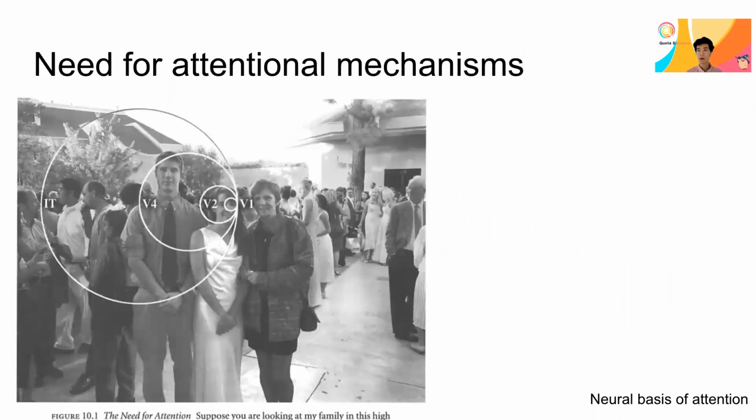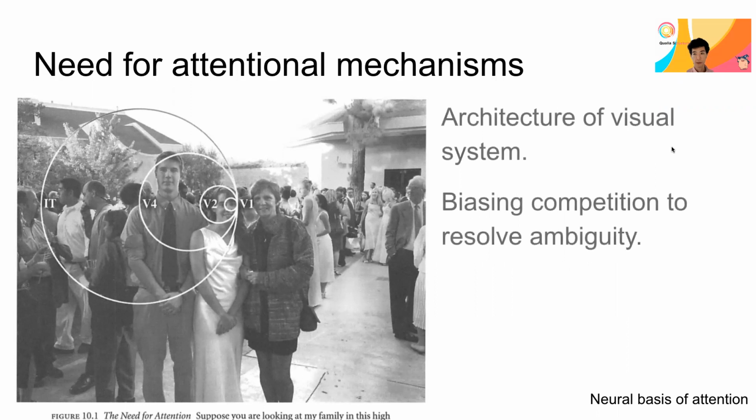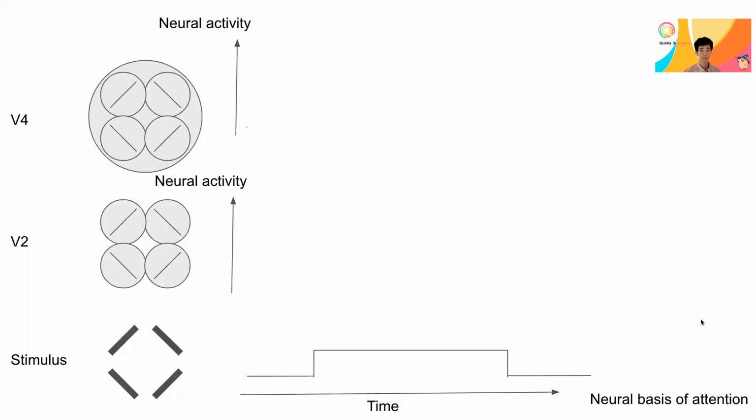So in terms of the visual hierarchy, I explained a couple of weeks ago that the receptive field size changes from V1, V2, V3 to IT. In general, the higher areas tend to have larger receptive fields. And this is a very characteristic architecture of the visual system, and this introduces biasing of competition to resolve ambiguity. And so this is the schematic model that I'm going to use to explain what happens in this situation.